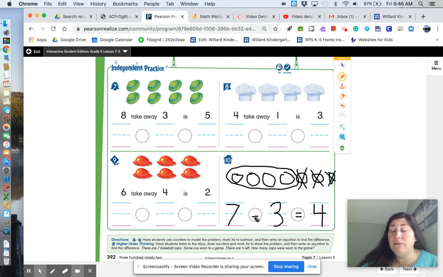The other way to write this equation and the other way to draw this equation would just be to switch around the parts. So if you decided to do 7, take away 4 is 3. And then just did it this way. That would be fine too. Both are fine. Both work for this.